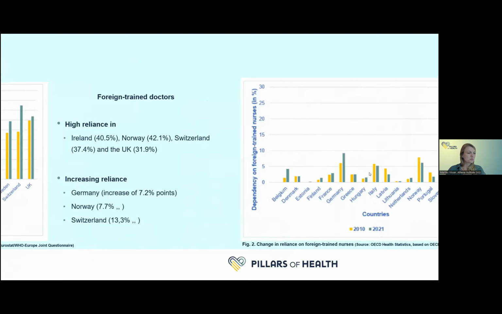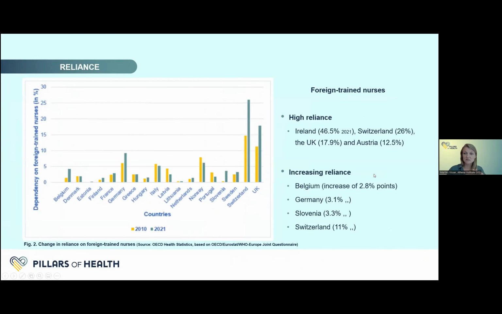Moving on to foreign trained nurses, we can identify a somewhat similar pattern in that the reliance is also high in some countries, such as Ireland, 46.5%, also a high reliance in Switzerland, and UK and Austria. So a note here, Ireland is not in the graph. You cannot find it because there weren't data available for around 2010 and the years around that year. But I did want to share that they have quite a high foreign trained nurse reliance.